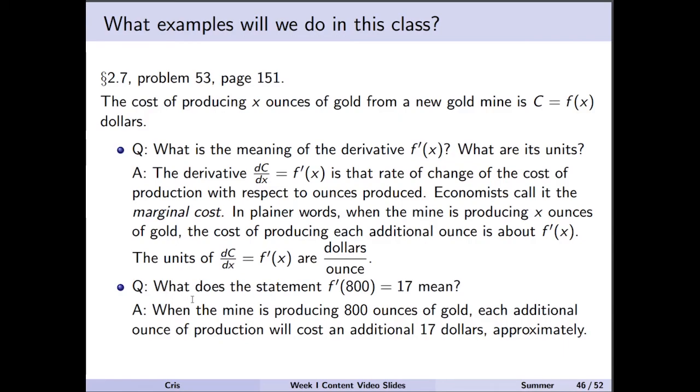Next question, what does the statement f prime of 800 equals 17 mean? When the mine is producing 800 ounces of gold, we're only talking about the time when the mine is producing about 800 ounces. When you're around that level of production, each additional ounce of production will cost an additional $17 approximately. This is the fundamental approximation. This is approximating the curve by its tangent line. The tangent line has a slope of $17 per ounce. So if you increase the number of ounces by 1, your cost will go up by about $17.